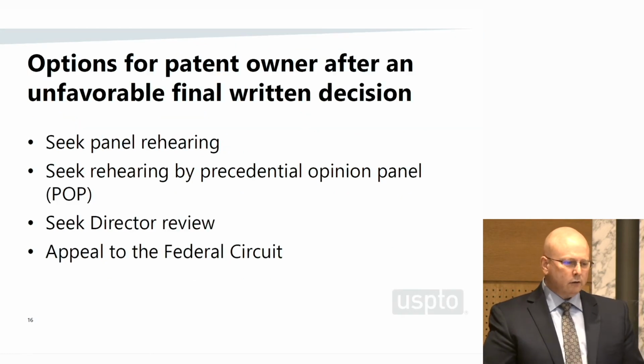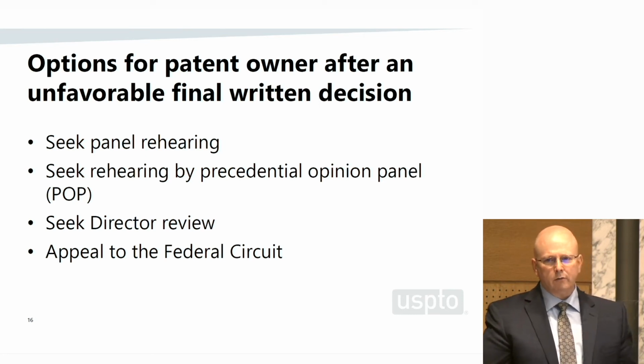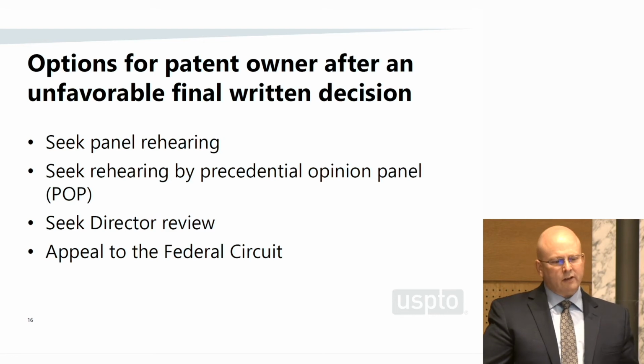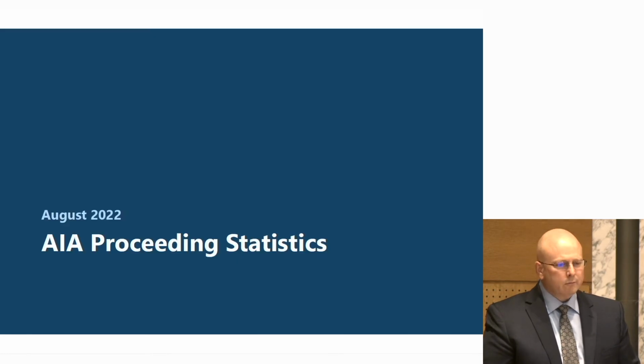So what can a patent owner do if they get an unfavorable final written decision? There's a couple of things they can do. And by the way, a petitioner can have similar options if they get an unfavorable final written decision. So they can ask for panel rehearing. We talked about this previously, but they have to choose panel rehearing or director review. There's also still a proceeding we have that's called a precedential opinion panel. That's another route. Or they can just go and appeal to our reviewing court, the Federal Circuit.